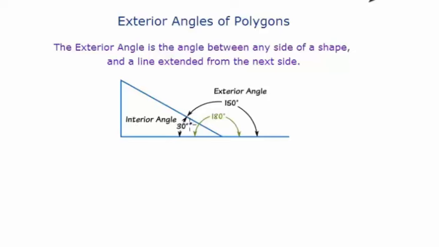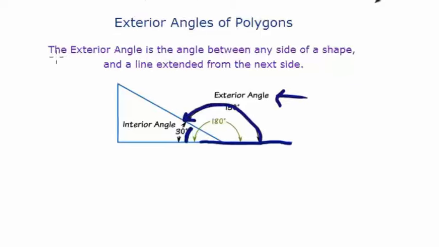So like here, 30 degrees, okay, this one right here. All you need to do is extend one of the sides, so in this case this one right here, and then the angle made between the extended side and the other side of the angle, which is this one right here, is what we call the exterior angle.